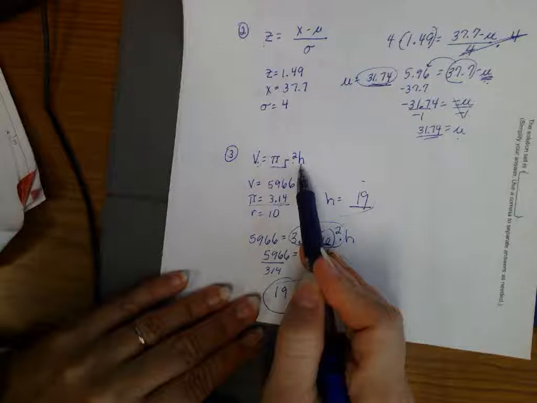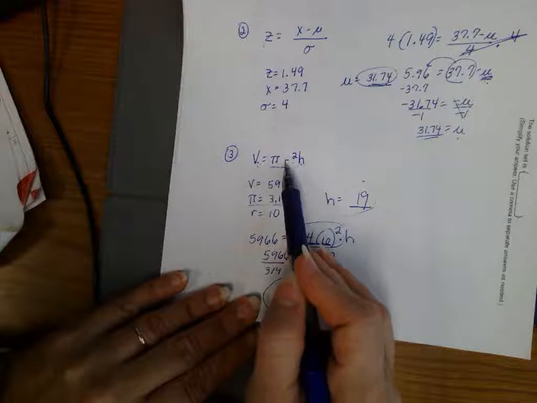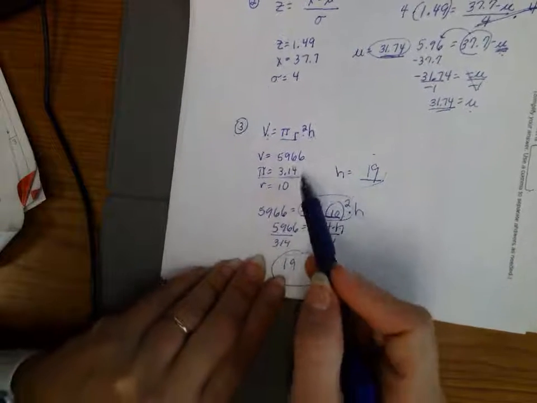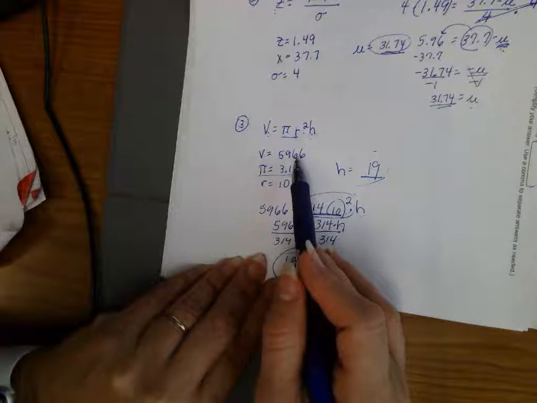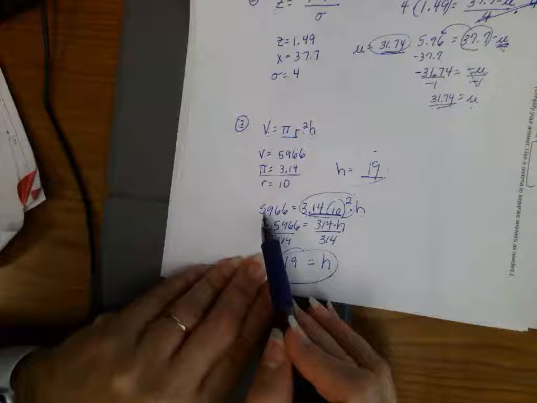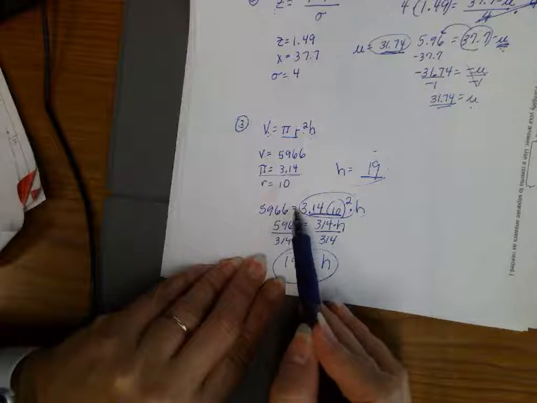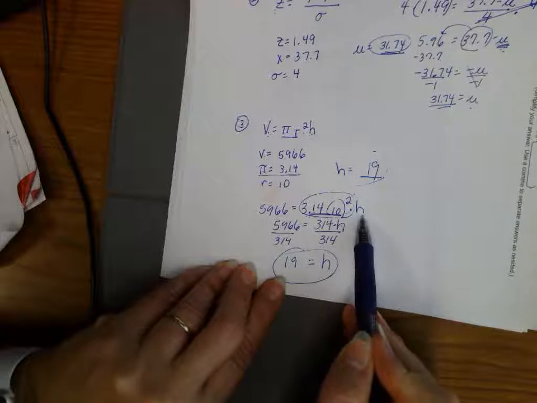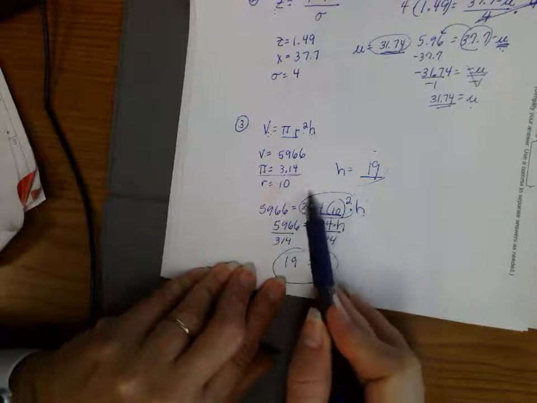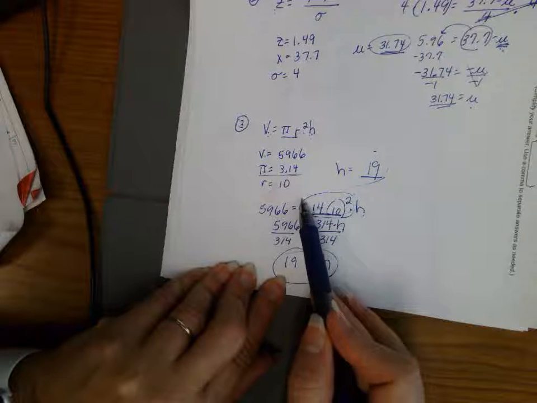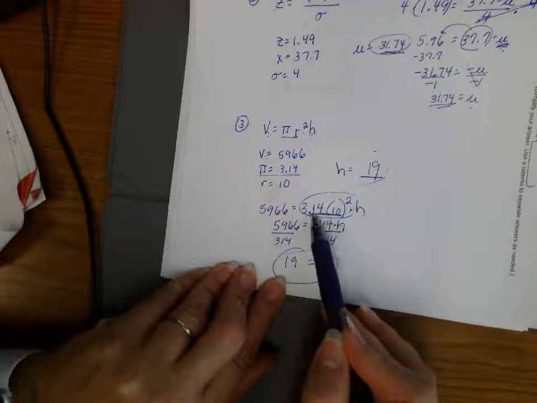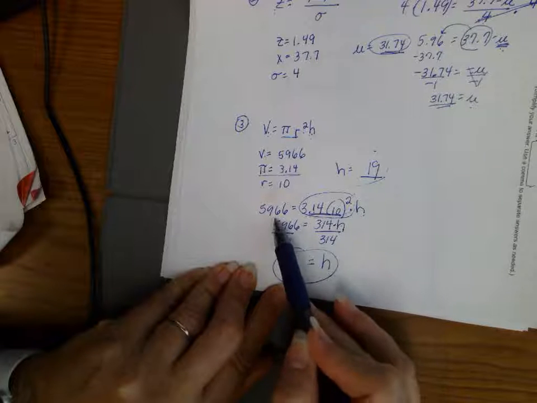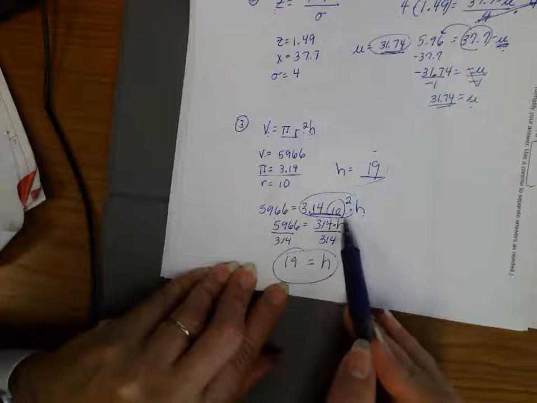And then R is, where's R? R is 10. So we don't know H, right? They leave H out. So we do have to equation solve. So I input all these values into the formula. It looks like this: V 5966 equals pi, the radius squared, times H unknown. So I'll go ahead and do what I can here on the right side. 10 squared times 3.14 on your calculator is 314, equals the other side. And then we still have this times H here.